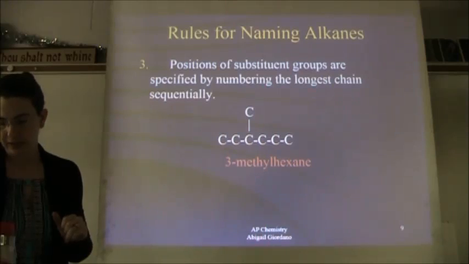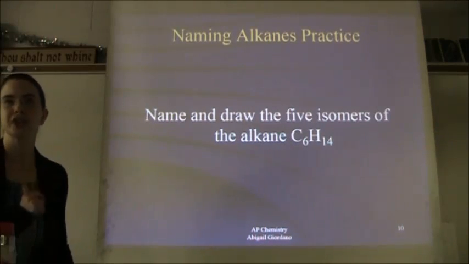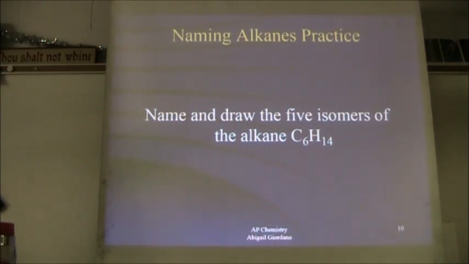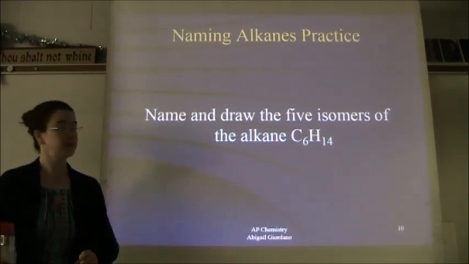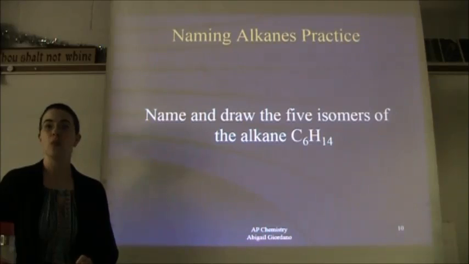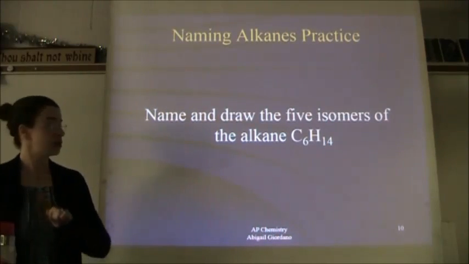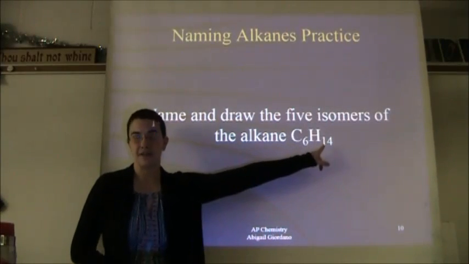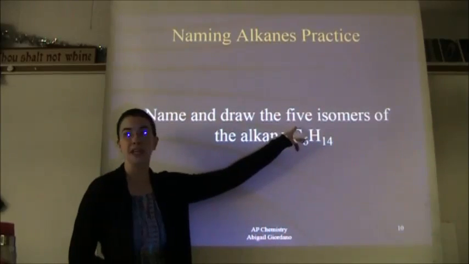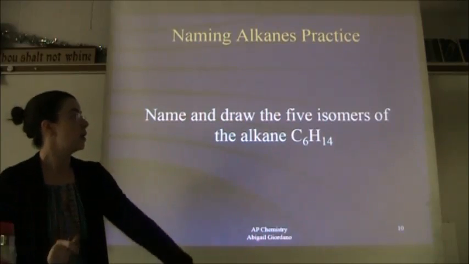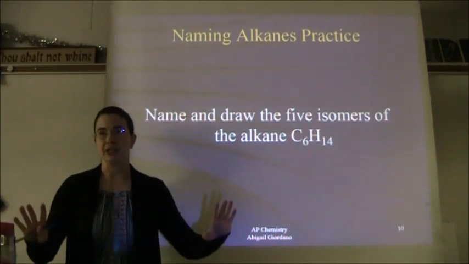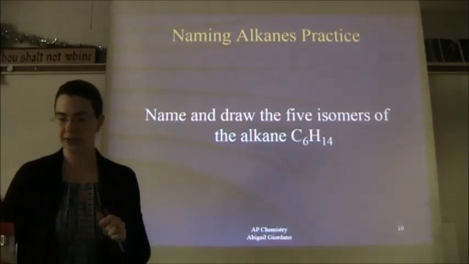So let's do some practice. Here's how we're going to practice. This says, name and draw the 5 isomers of the alkane C6H14. I am telling you that there are 5 ways to arrange 6 carbons and 14 hydrogens. And there are only 5 ways to do it. Now, I'm going to help get you started. What do you think is the simplest way to arrange 6 carbons?